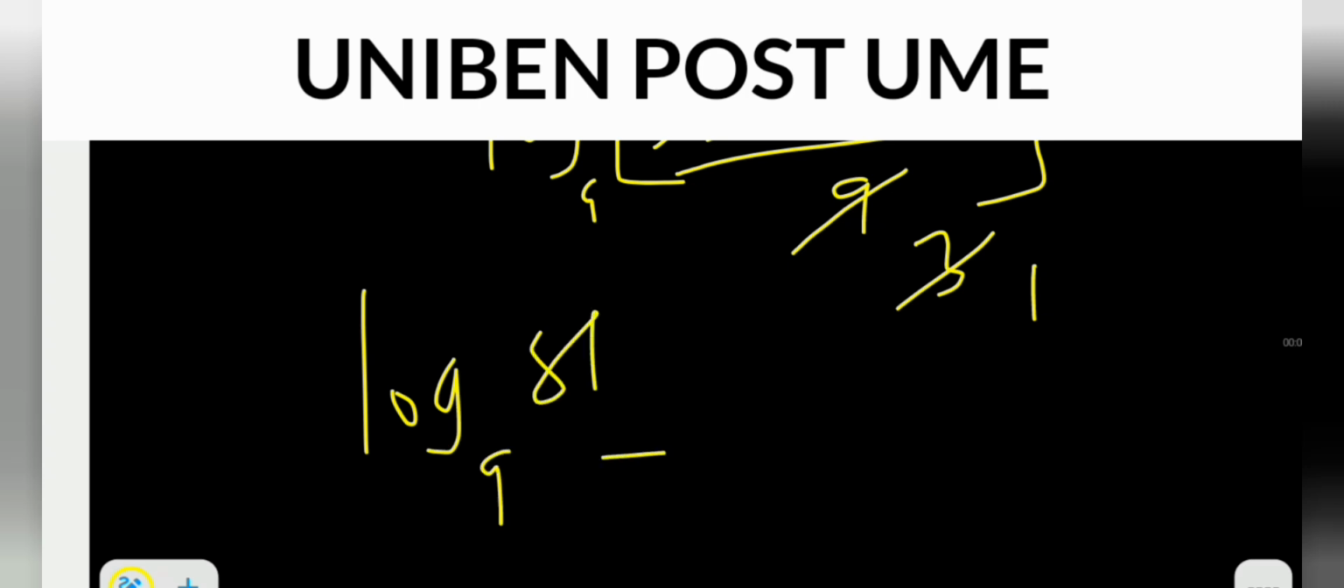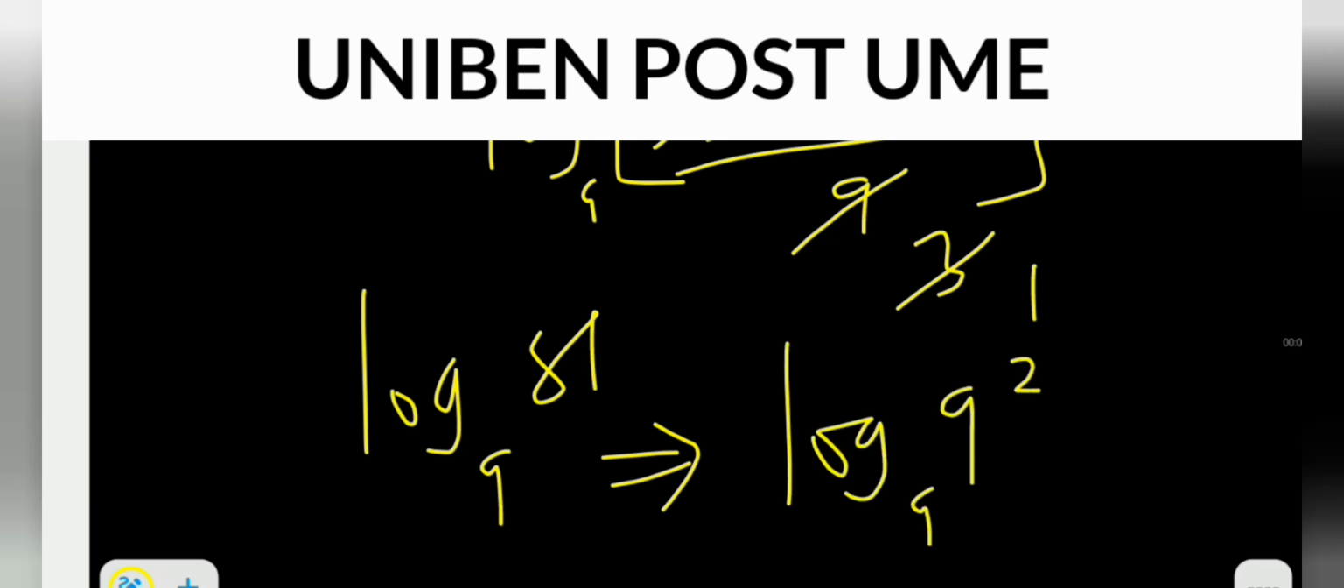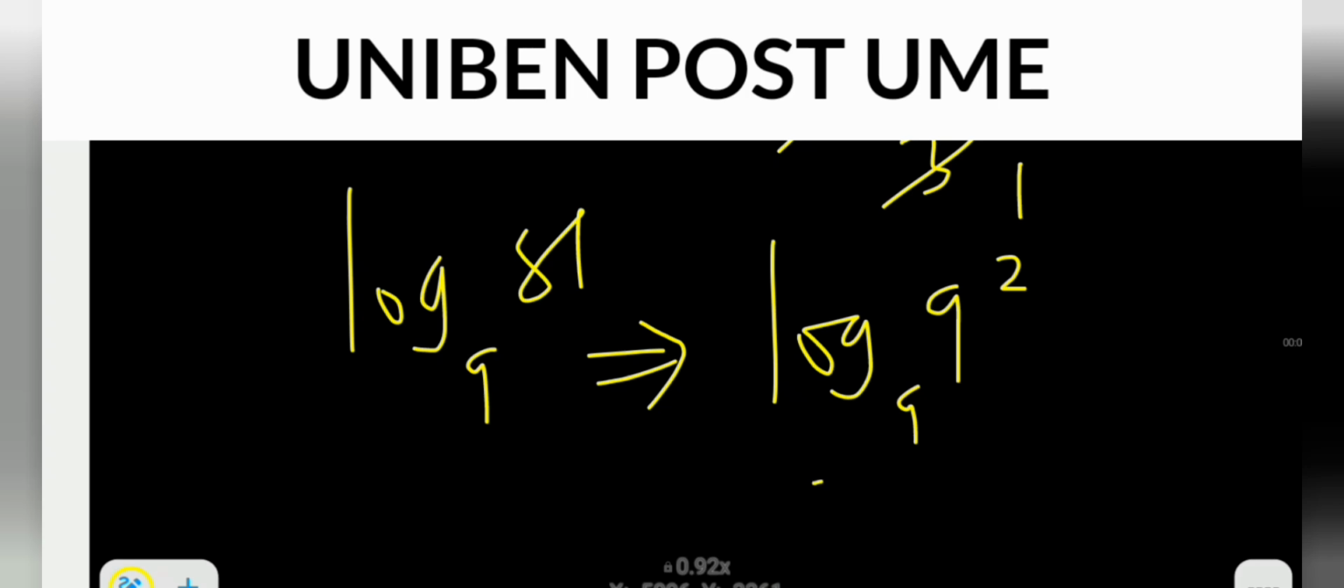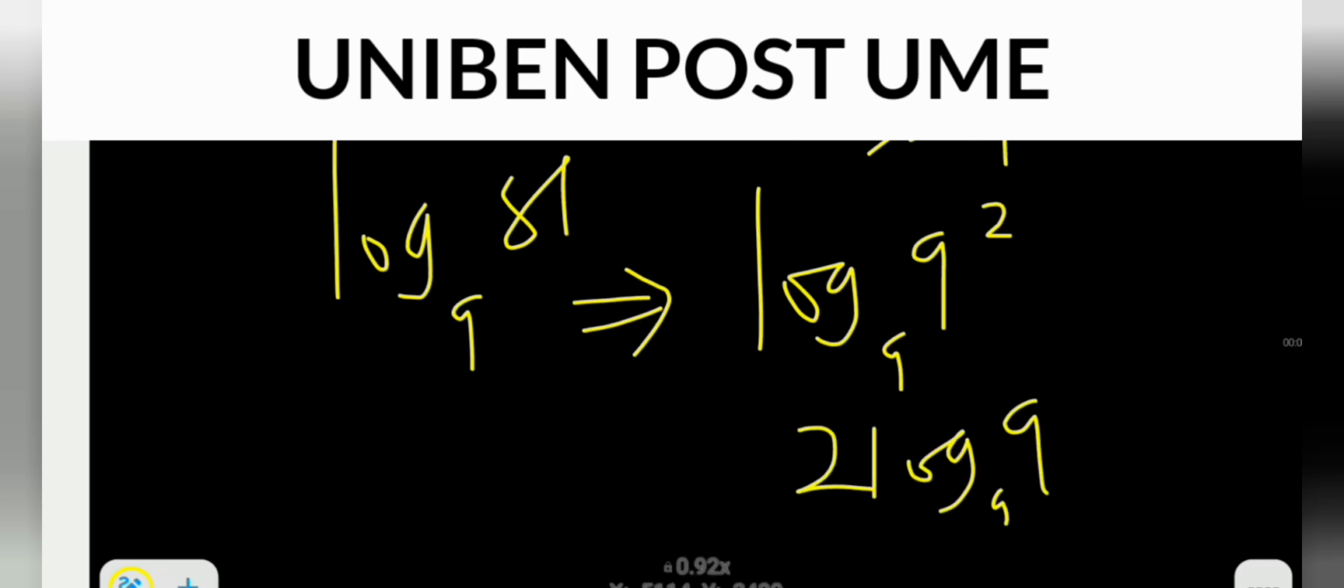Then you can also write 81 as 9 times 9, so 81 is 9 raised to the power 2. So you can write log 9, then 81 will be 9 raised to the power 2. Using the power law, bring this 2 back to the front of this log here. So you have 2 log 9 to base 9. So this is log of 9 to base 9.